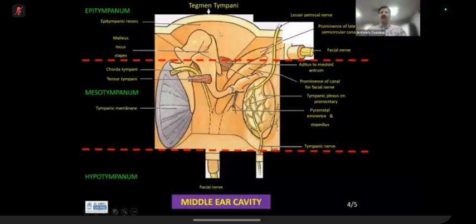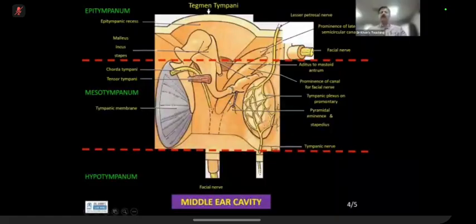Now concentrate on the posterior wall. So we are looking at the posterior wall. There is a hole here. This hole is the additus ad antrum. And on the other side of the hole will be the mastoid antrum.